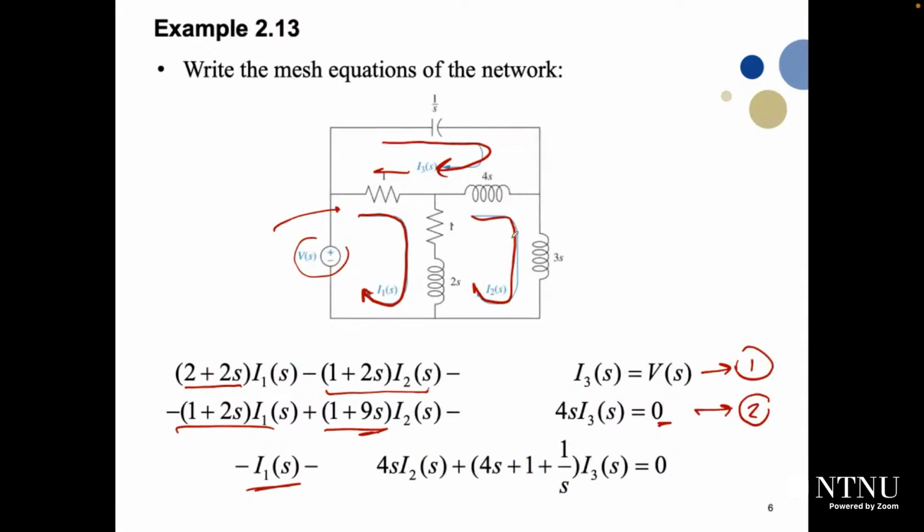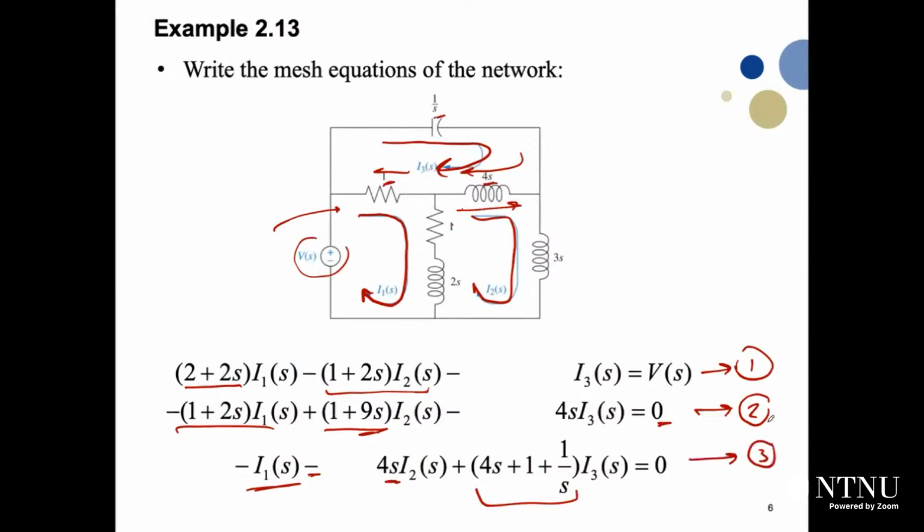We will go to I2. I2 is also moving against; you see, this is I3 moving in that direction, and I2 is moving in that direction. So it's moving in the negative direction. So the contribution of the voltage across 4S because of I2 will be negative 4S multiplied by I2 of S, plus the rest multiplied by I3, which is 1 plus 4S plus 1 divided by S. It will be like this, multiplied by I3 of S, and this will be equation number 3.